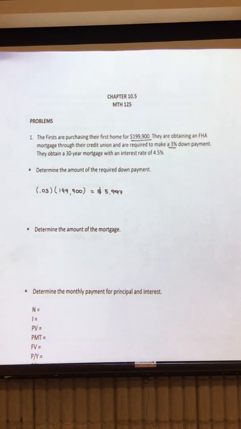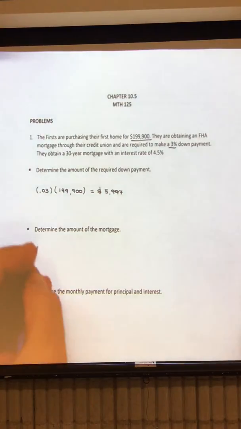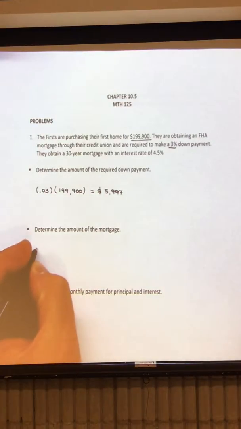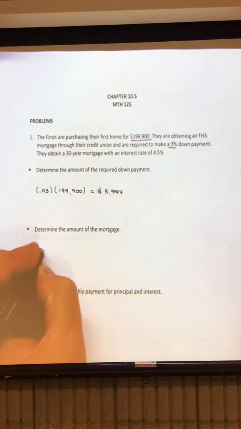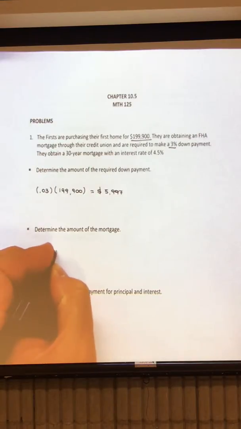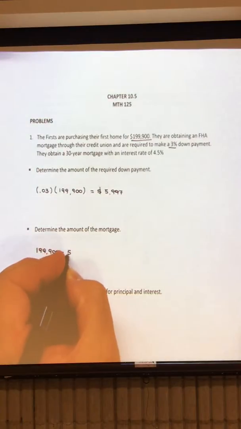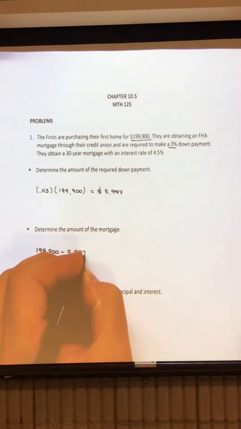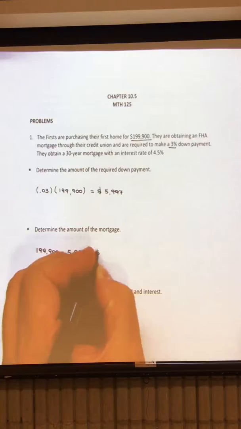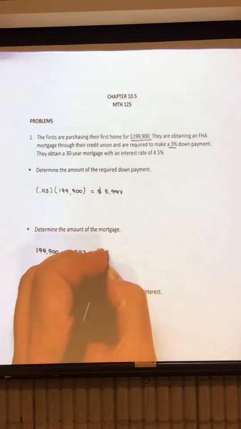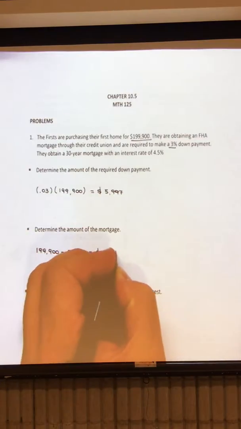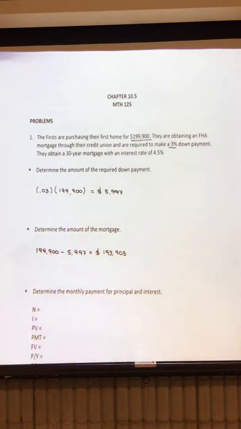What is the amount of the mortgage? The amount of the mortgage will be the difference between the value of the house and the down payment that we just calculated. So this is going to be equal to $193,903. Now, for the next step, we have to determine the monthly payment.